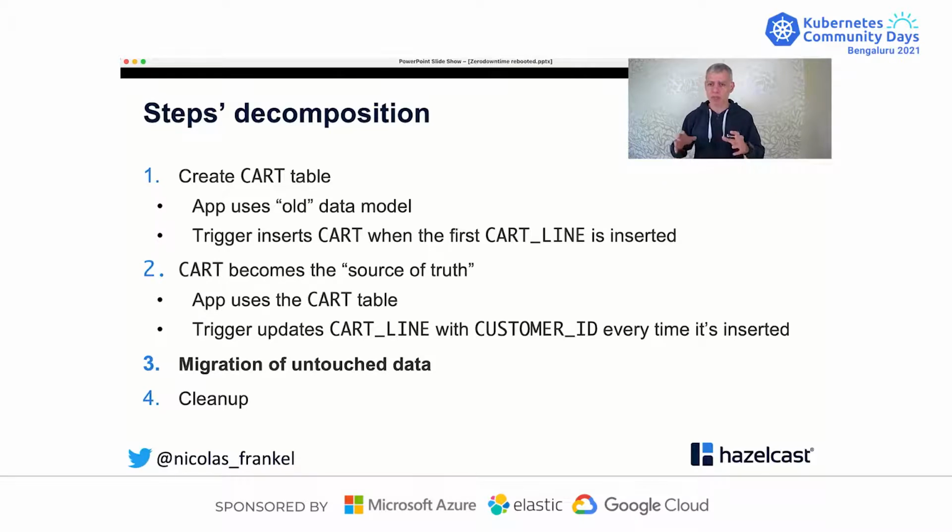And the fourth will be cleanup, so we will remove the additional customer ID column in the cart line table. So why is the migration of untouched data a problem? Well, if you've got a couple of lines, that's fine. Because when we are doing this migration, we infer that people are still using our shop. But perhaps there are people who had carts that were not touched, and those need to be migrated to the new schema as well.